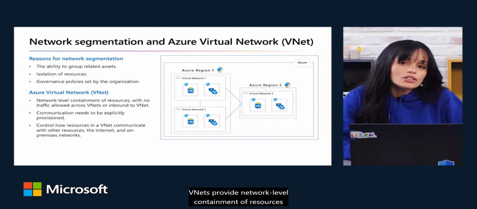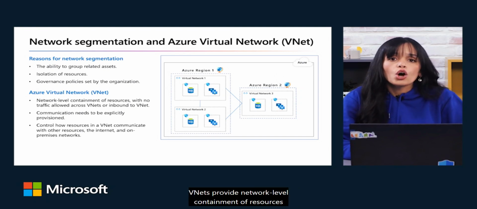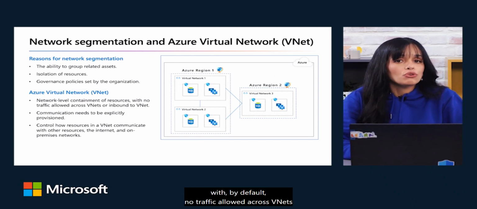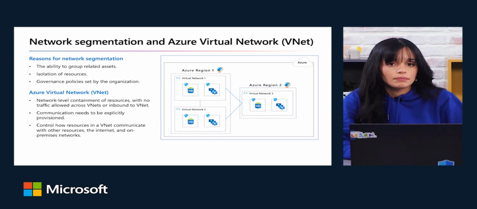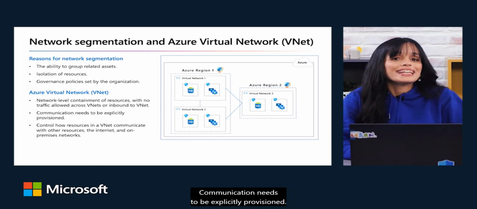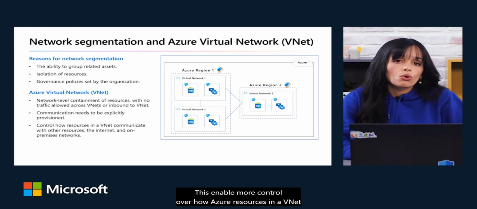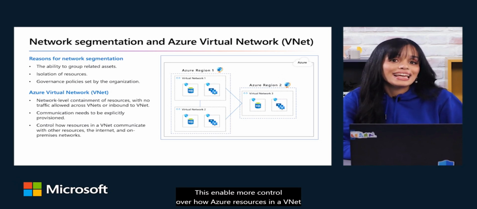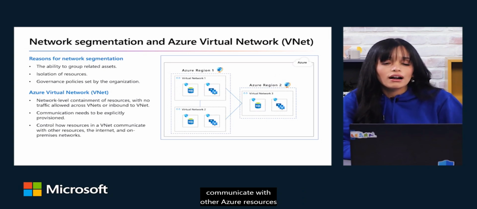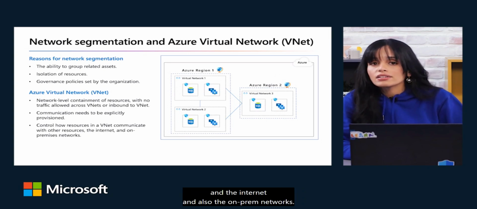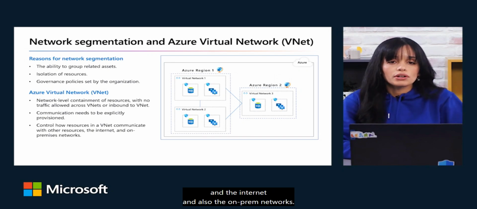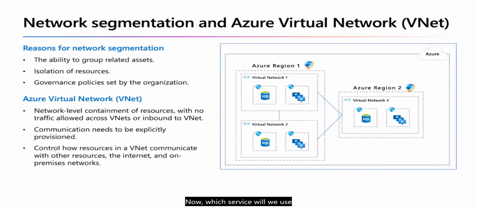VNets provide network-level containment of resources, with by default no traffic allowed across VNets or inbound to the VNet. Communication needs to be explicitly provisioned. This enables more control over how Azure resources in a VNet communicate with other Azure resources, the internet, and also the on-prem networks. Now, which service will we use to allow or block traffic within these VNets?